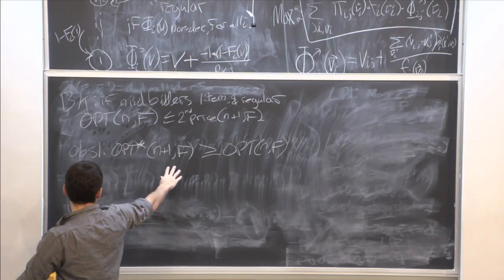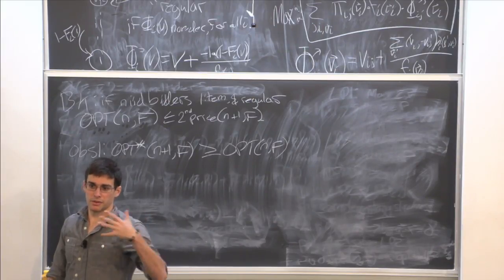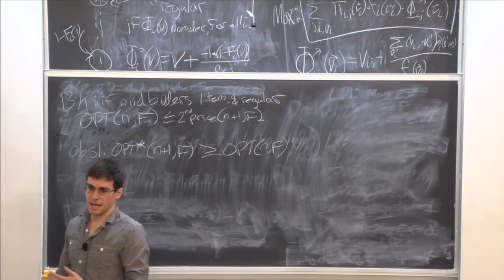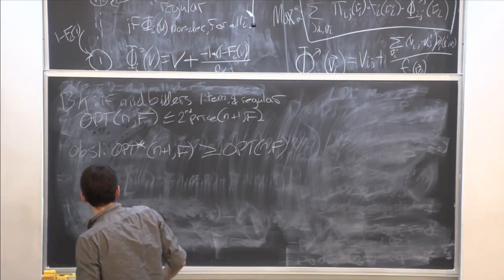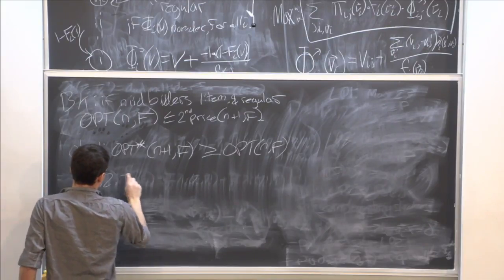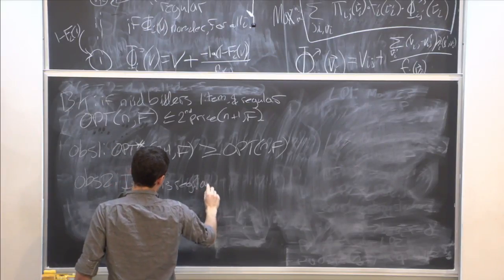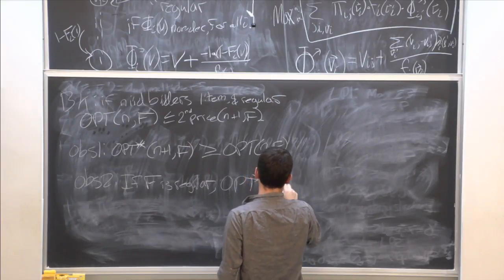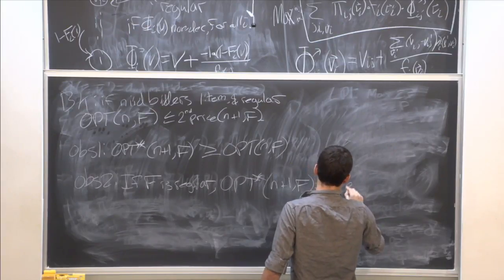Why is this obvious? Take any mechanism that you would use for opt, and whenever it doesn't award the item, just give it for free to the n plus first bidder. You get exactly the same revenue as before, but maybe there's something better you can do. Now the second observation is that if f is regular, then opt star of n plus 1, f equals second price.